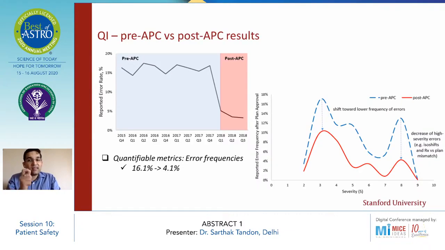So what they said was that the effectiveness of the APC tool is most evident in decreasing the high severity errors of prescriptions and plan mismatches and incorrect anti-center shift instructions to the therapist. So these three parameters came out to be the most effective ones, which could be checked using the APC.